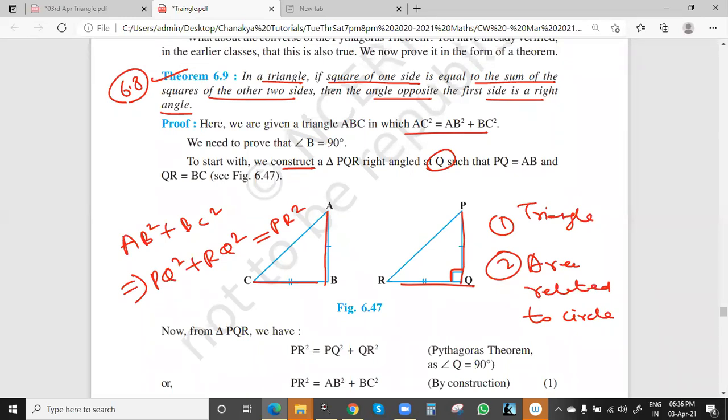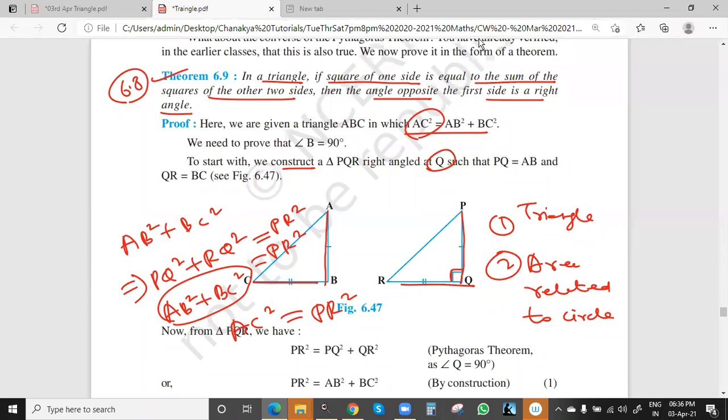So we can say this now. AB square, and RQ we can write as BC. See, PQ is AB, so AB square. RQ is basically BC square equal to PR square. And AB square plus BC square, what is the value? They have given it equal to AC square. Got it? AC square equal to PR square.